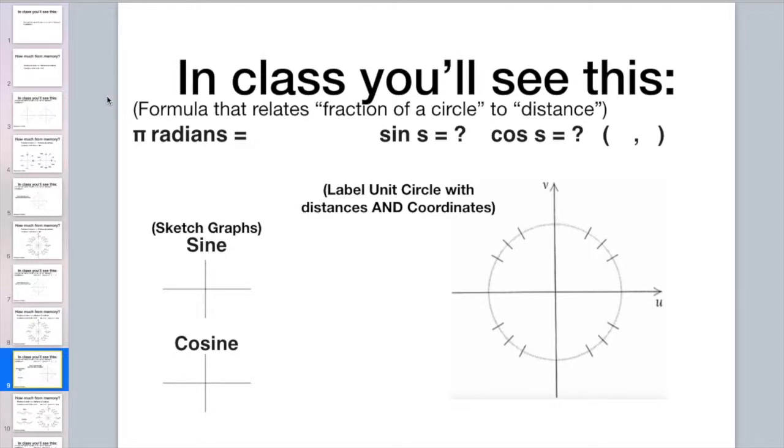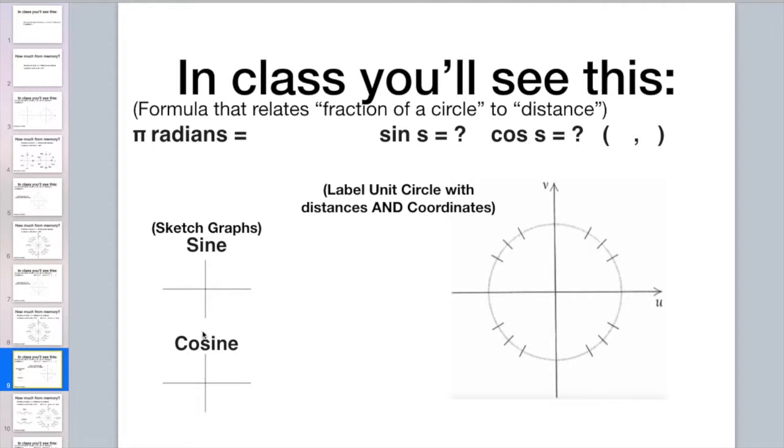All right, now that you've finished assignment 6B2, in class tomorrow you'll see this. You have to write down the formula that relates fraction of a circle to distance, what pi radians is equal to. You'll have to label the unit circle with distances and coordinates. You'll have to say what sine s is equal to, what cosine s is equal to, and what this is here. And then I'd also like you to sketch the graphs of sine and cosine.